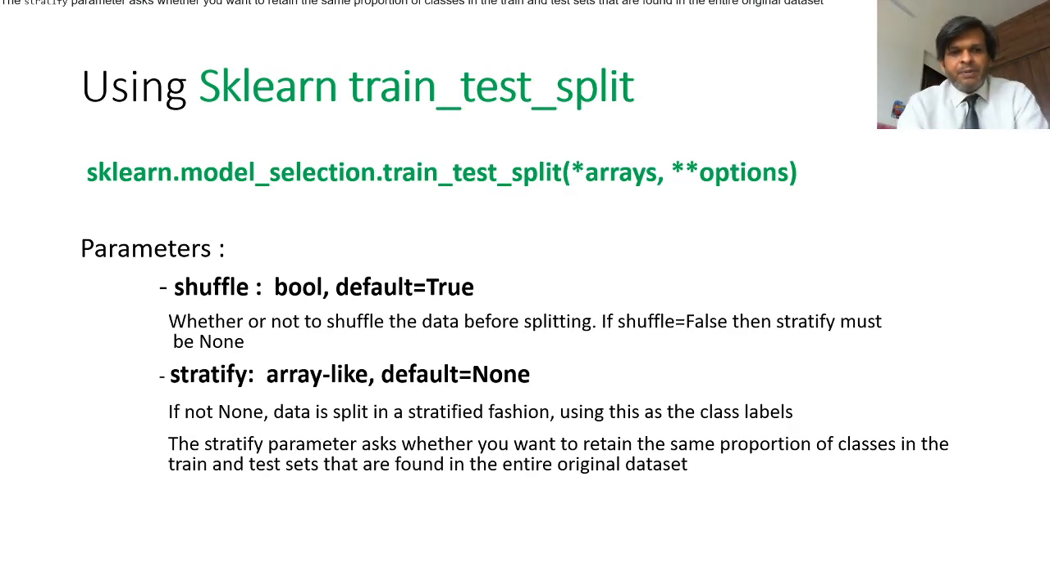Next parameter they have is shuffle. So whether or not you want to shuffle the data before splitting. If shuffle is equal to false, then stratify must be none. Now let's see what is stratify.